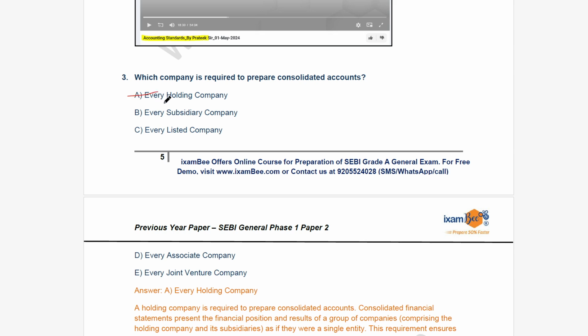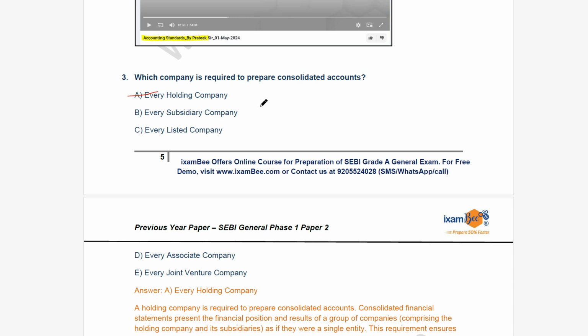Some have even selected every listed company, thinking that listed companies are mandatorily required to comply with different accounting standards and accounting requirements. But please understand, consolidation only happens when you have any subsidiary or associate or joint venture to add their accounts also to your own. Yes, so therefore it is a holding company.